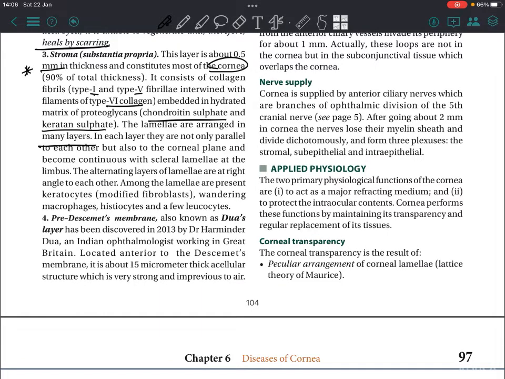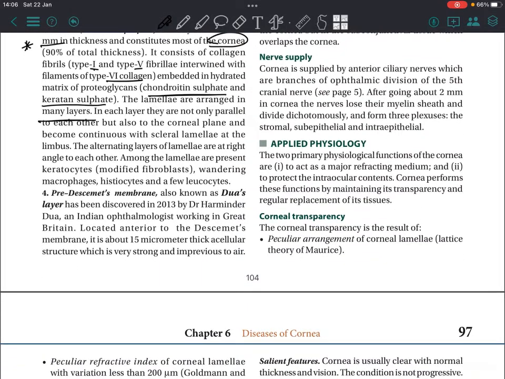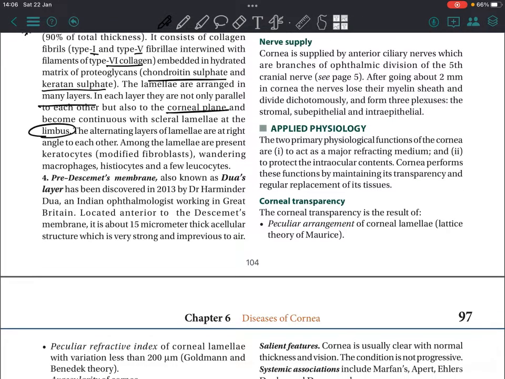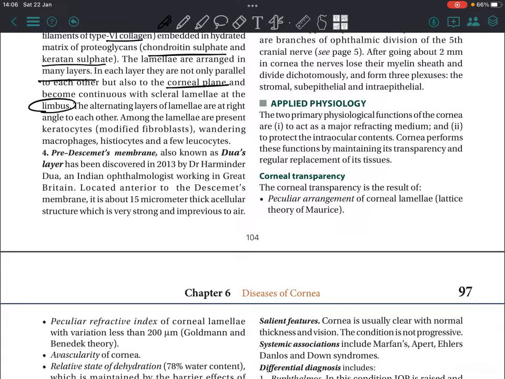The lamellae are arranged in many layers. In each layer, they are not only parallel to each other but also to the corneal plane, and become continuous with the scleral lamellae at the limbus. The alternating layers of lamellae are at right angles to each other. Among the lamellae are present keratocytes, wandering macrophages, histiocytes, and a few leukocytes.